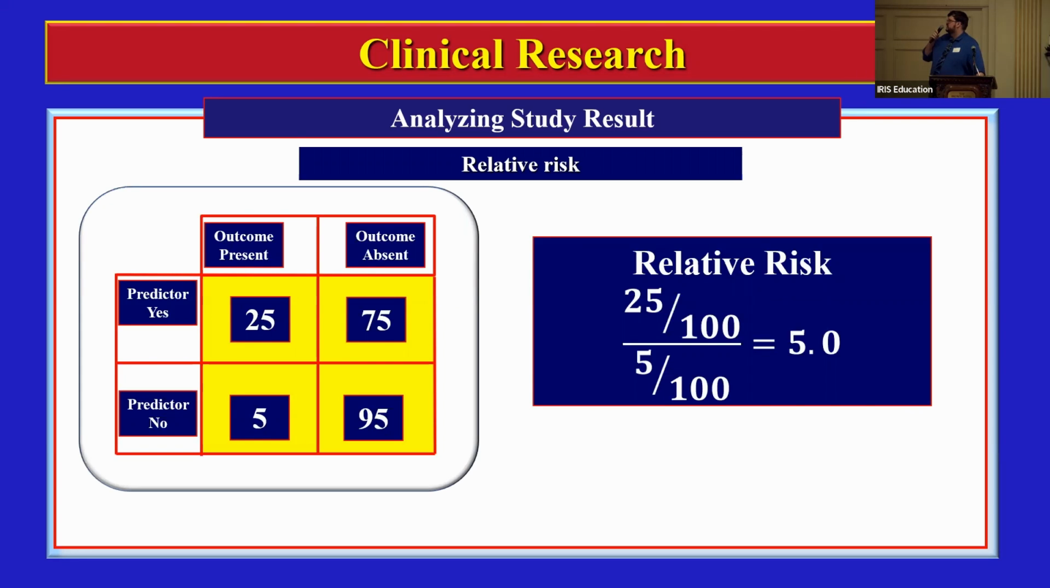Let's say that we have 25 people in our predictor group who experienced the outcome and 5 people who did not. So what that would equate to is a relative risk of 5, meaning that people in the predictor group, so let's say we're looking at smoking and lung cancer, right? If the predictor is smoking and the outcome is lung cancer, in this example, they would be 5 times the risk of developing lung cancer for smoking.